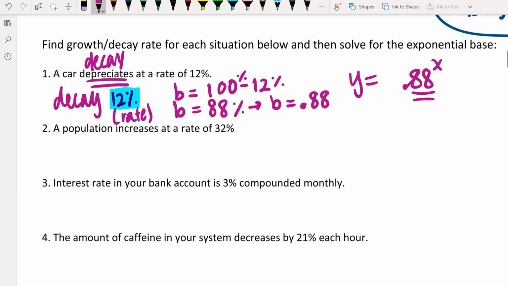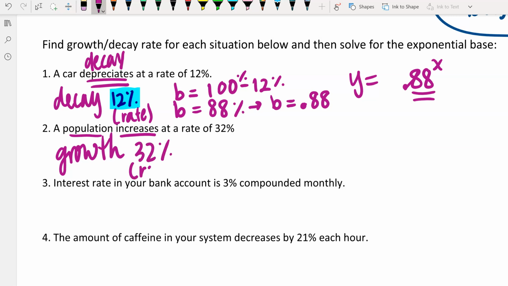So then number 2, a population increases at a rate of 32%. So this is a population increase, which indicates growth. And it's growing at 32% per year. So this is your rate. Your growth rate is 32%.